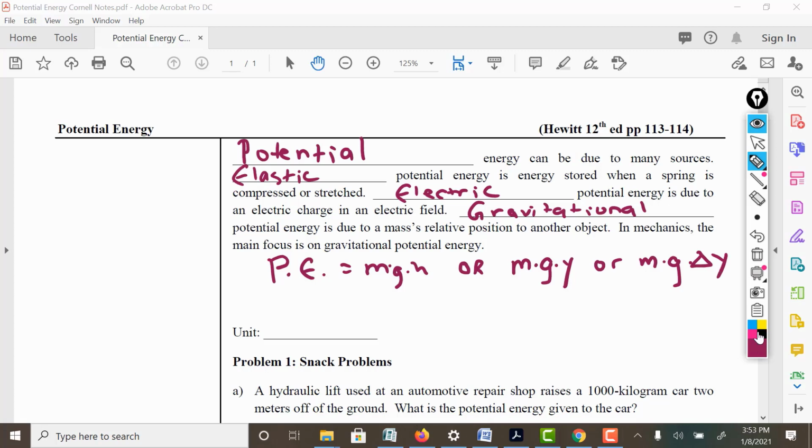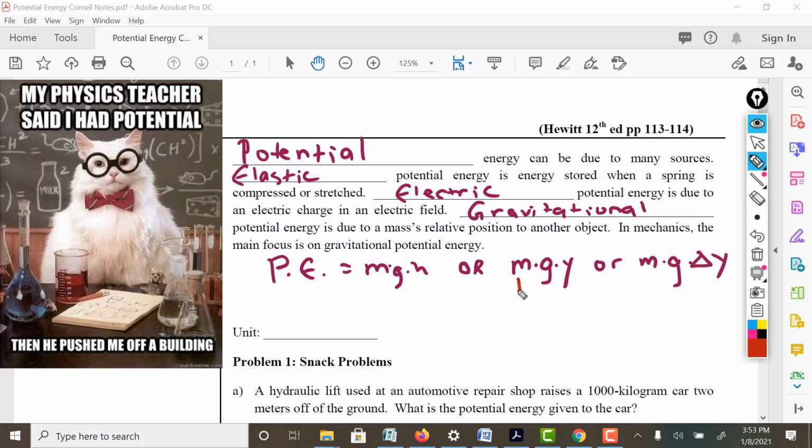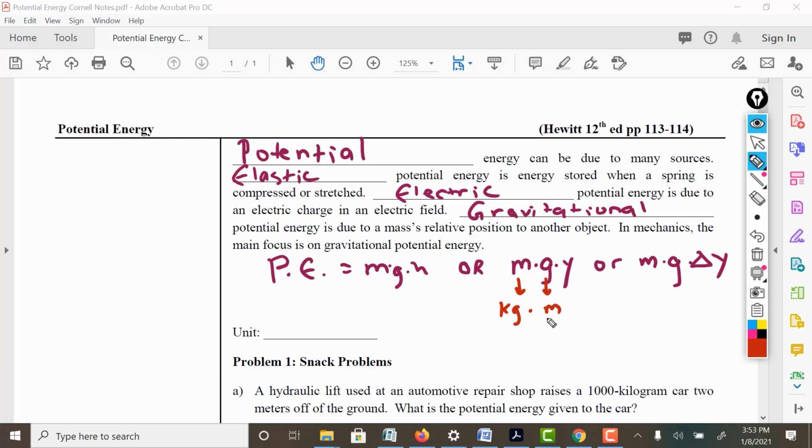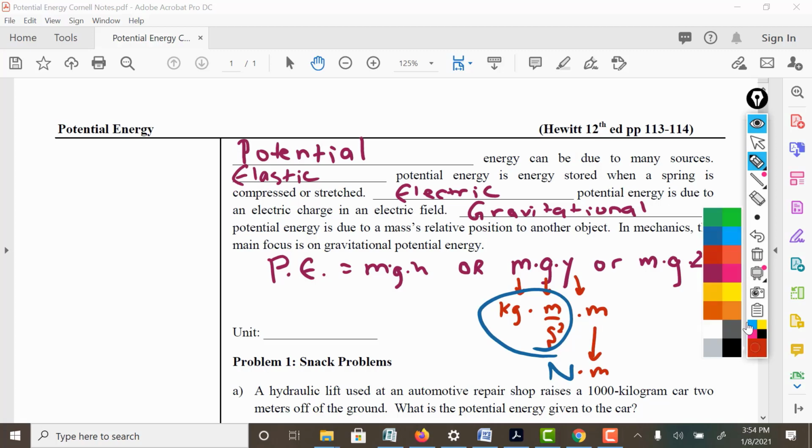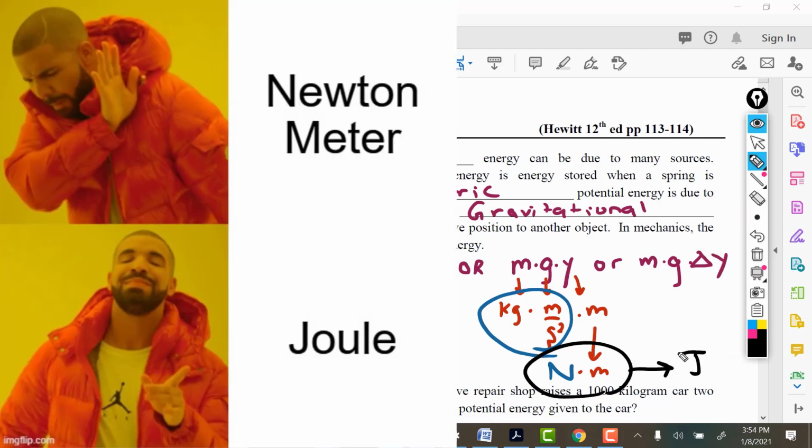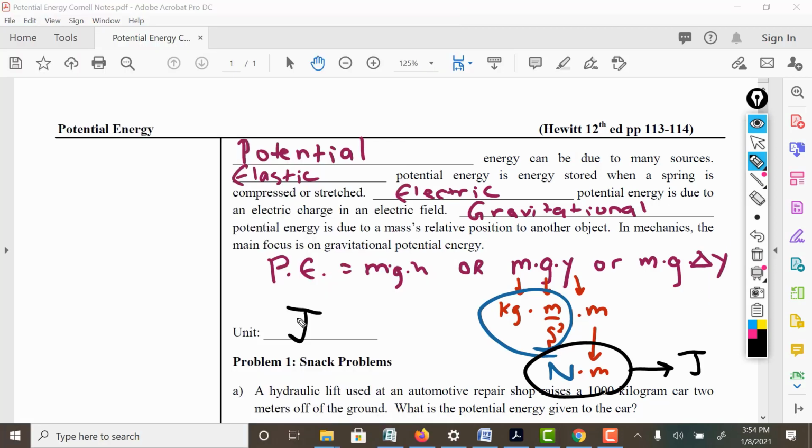Okay, if we look at the units, you'll notice that m is a kilogram, gravity is a meter per second squared, displacement is a meter. You'll also notice that a kilogram meter per second squared is a Newton. And a Newton meter, as was discussed earlier, is a joule. So the unit for potential energy is going to be a joule.